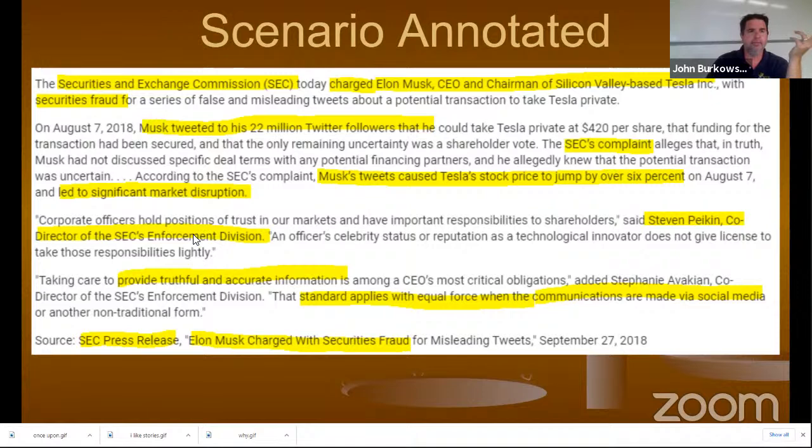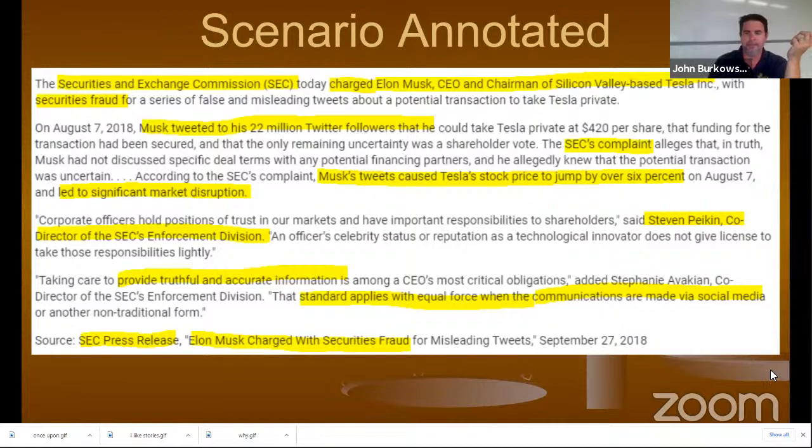Enforcement division. All right. Got to provide truthful and accurate information. I would assume that's what's required. Standard applies, so you can enforce, even if it's social media. Cool. And then, of course, you see SEC press release. Making this public. Everybody see what's up, what they're doing. And then the charge with securities fraud, which, of course, is what the SEC is, you know, policing.